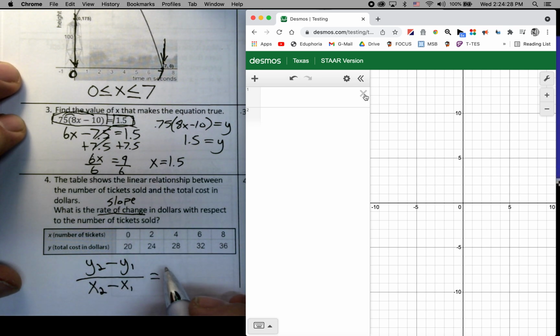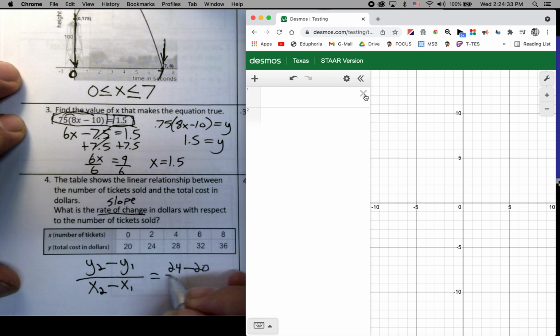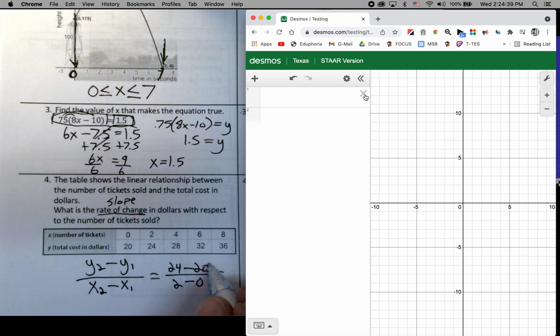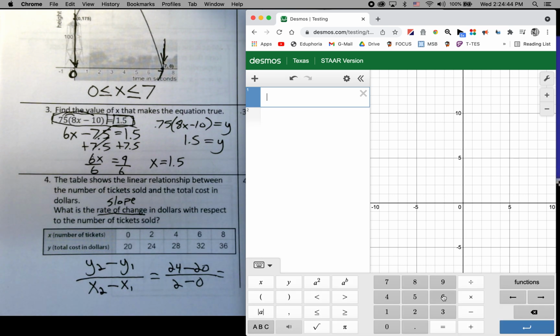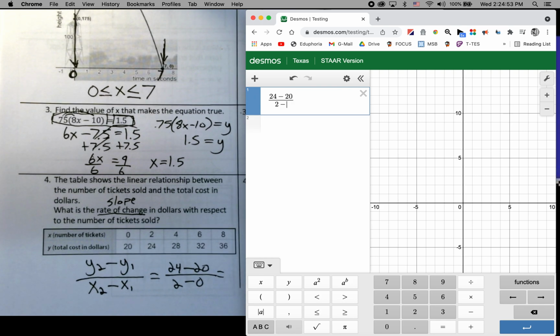And so I'm literally going to plug these values in. So the second y value is 24, minus the first, which is 20, divided by the second x value, which is 2, minus the first, which is 0. And I can just type that straight into Desmos. To do a big fraction, I pull up the keypad and hit the divide sign first. And I'm just going to say 24 minus 20, and underneath it, 2 minus 0. And it reduces to simply 2, or 2 over 1 if I was thinking of it like rise over run.